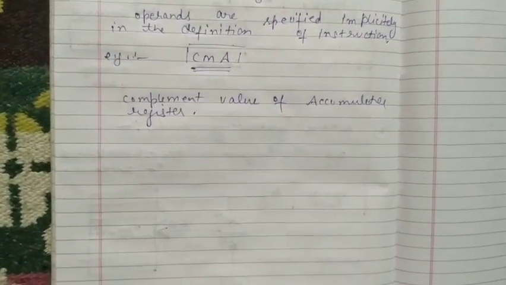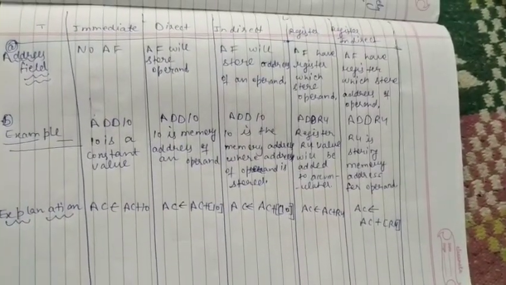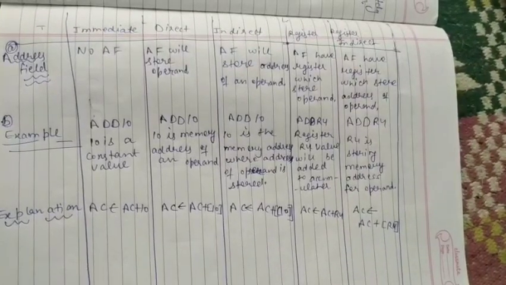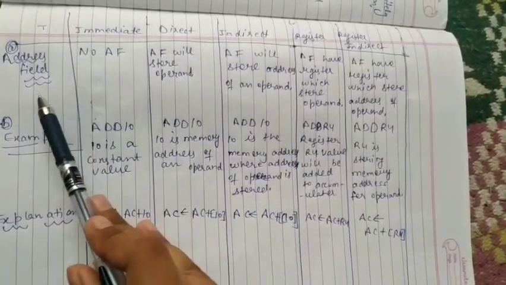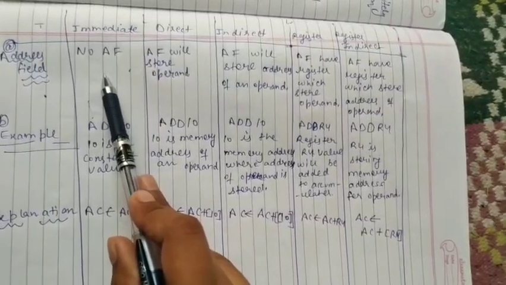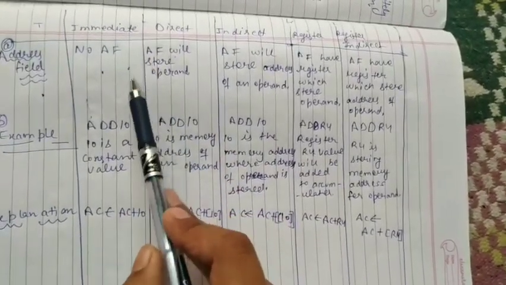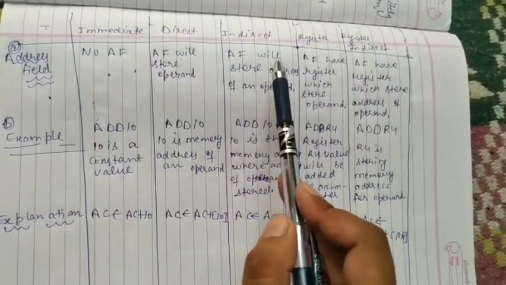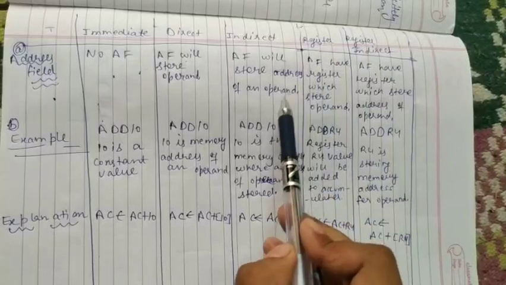Now we can also study them with the help of a figure. Here we have drawn a chart for it. We can understand these addressing modes easily. First is the immediate addressing mode, and in terms of the address field we can say it does not have any address field, meaning the operand is directly specified. In the direct addressing mode, the address field will store the operand, and next is the indirect addressing mode. The address field will store the address of an operand, not the operand but the address of an operand.